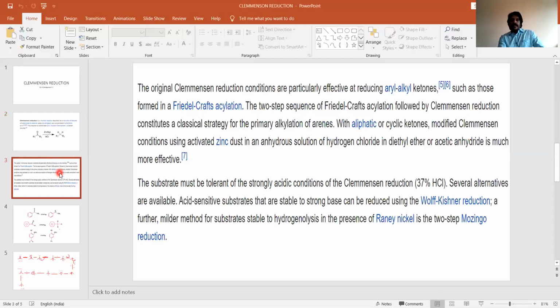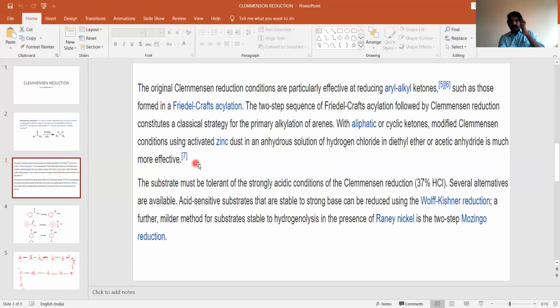This particular reaction is used for a variety of aryl and alkyl ketones. Usually these aryl and alkyl ketones result from Friedel-Crafts acylation of aromatic and aliphatic compounds. And you have to understand that depending upon the change in the reagents and the substrate, we can have a modified Clemmensen reduction also. Different variations are possible by changing the reaction conditions and the reagents. Then we call it a modified Clemmensen reduction.